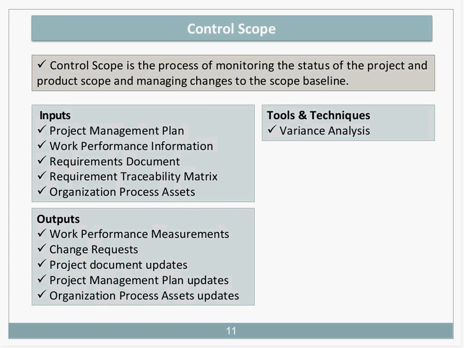Control scope comprises the controlling of all changes to the scope baseline. That's your scope statement, your WBS, your WBS dictionary, through the process of integrated change control. To control the scope, the inputs required can include the management plan and scope baseline, including your WBS, as the input to compare to actual results and to determine what actions to take.